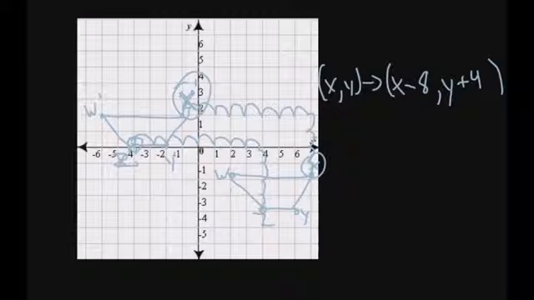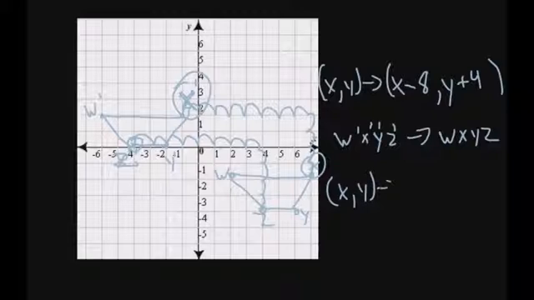And you could be asked to go the other way. So let's say we wanted to go from W prime, X prime, Y prime, and Z prime to W, X, Y, Z. So we're going to go backwards. So we have x comma y translated to, and then our rule is just going to be the opposite. So instead of minus 8, we're going to do x plus 8, and instead of plus 4, we're going to do y minus 4. So if you have to go backwards, all you're changing is your addition and subtraction to its opposites.